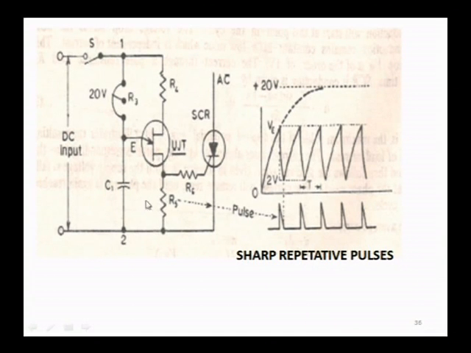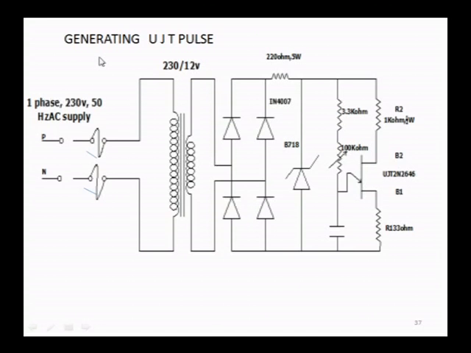This is where you are going to produce a pulse, and this is one more protective resistor connected here. This is the capacitor charging and discharging, shown continuously here, and these are the repetitive pulses. This is one simple circuit. You can see this is generating UJT pulses. Using this circuit you can generate the required pulses for UJT.